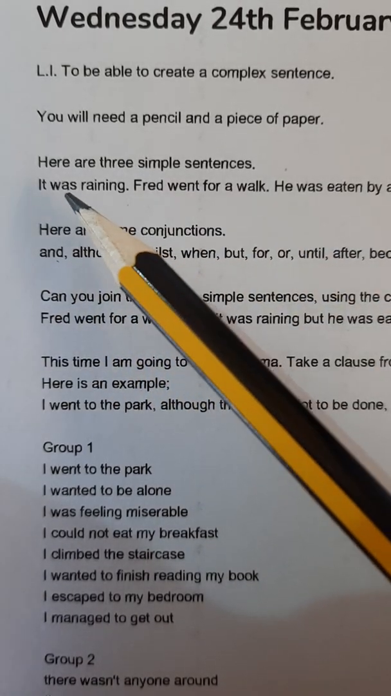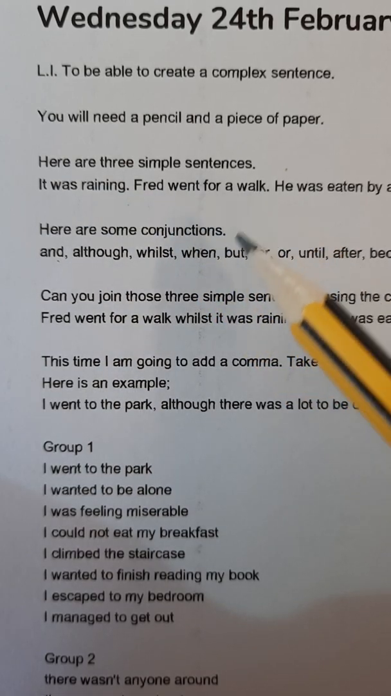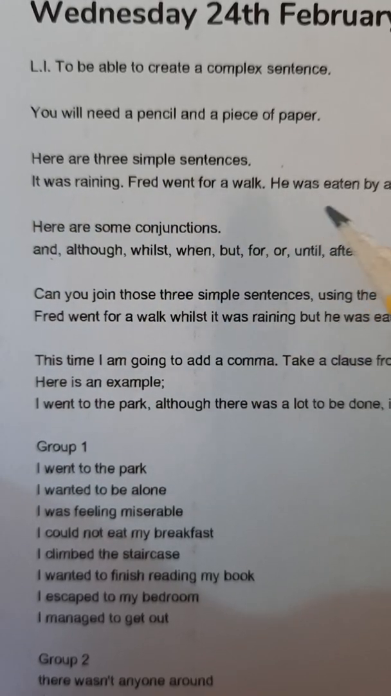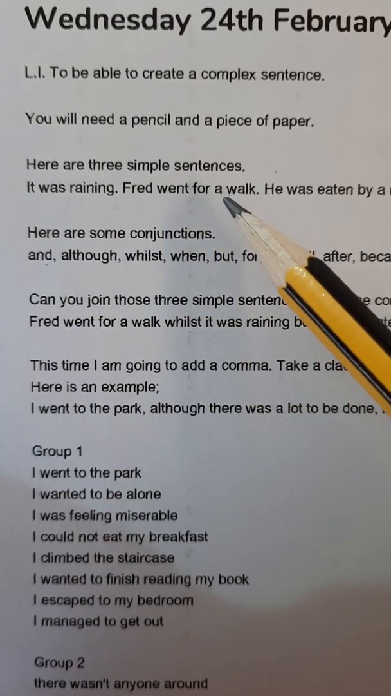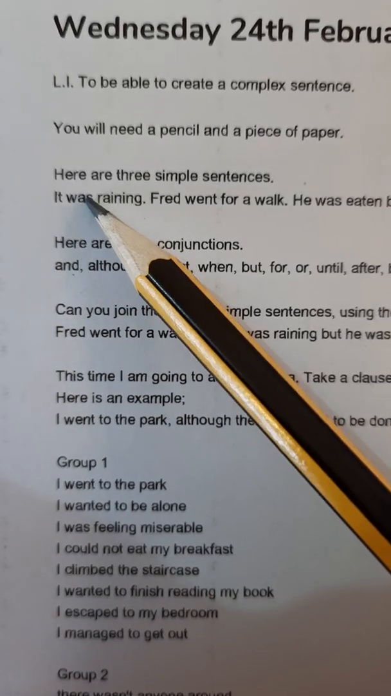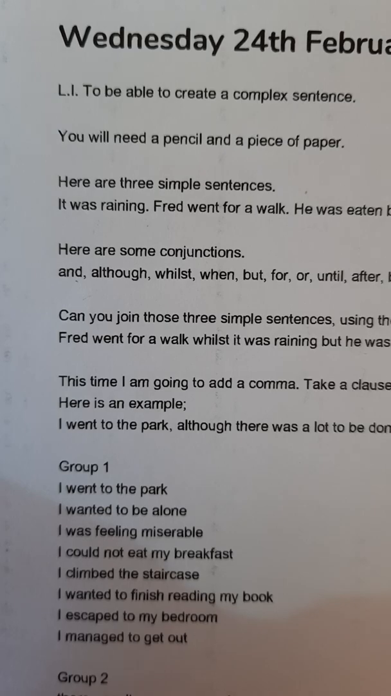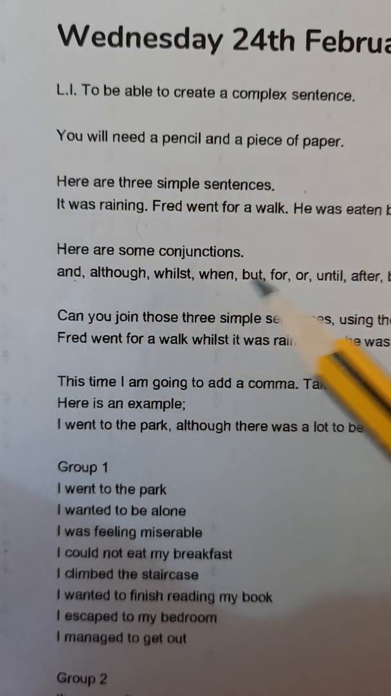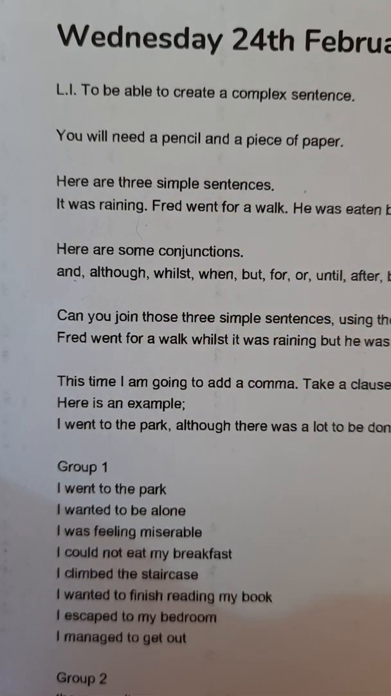Now you can move the order of them. So it might be: Fred went for a walk whilst it was raining and he was eaten by a monster. Or: Fred went for a walk and he was eaten by a monster whilst it was raining. So just using those first couple of examples there, there are lots and lots of different ways you can swap around the clauses and swap around the conjunctions to make many, many different, more complex sentences.